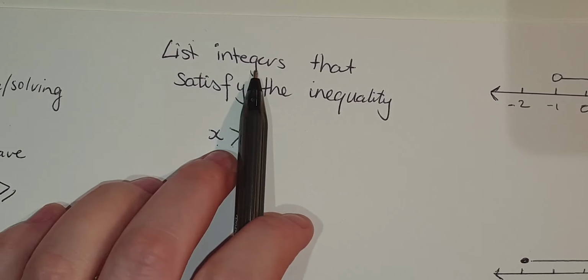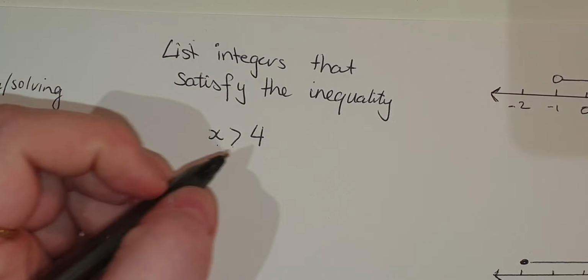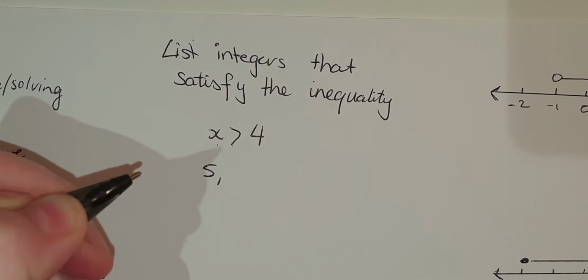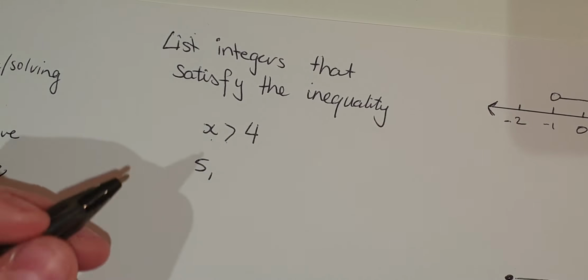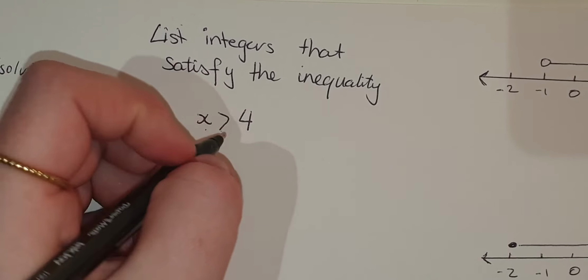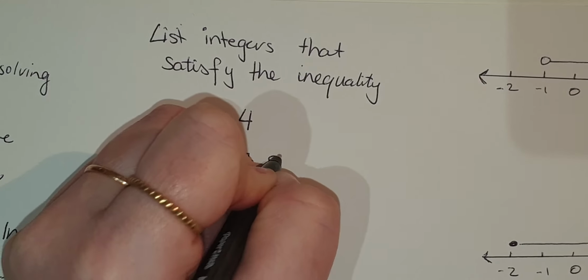We're also asked to list integers. Now, integers are whole numbers. We cannot have decimals. So the next biggest whole number is going to be 5. These sorts of questions normally ask you to list 3 or 4 integers. So we're just going to do the first 4 that are greater than 4. So 5, 6, 7, and 8.